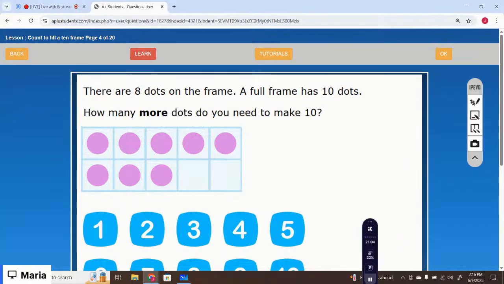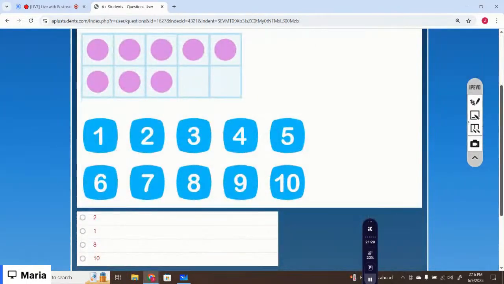There are eight doors on the frame. A full frame has 10 doors. How many more doors do you need to make 10? So, which is the correct option? We need two more dots to make it 10. The correct option is 2. Option number 1 is the correct option.